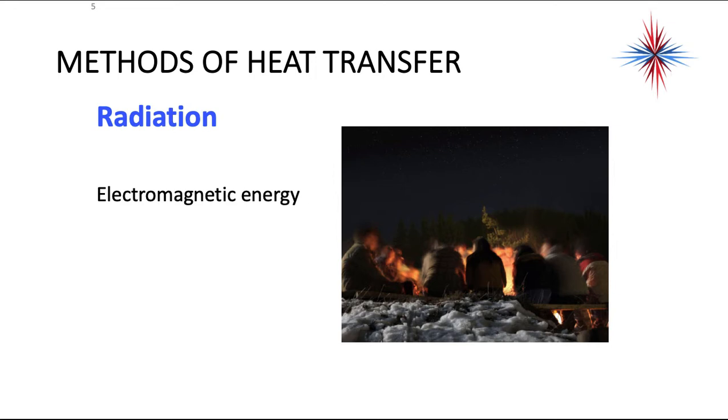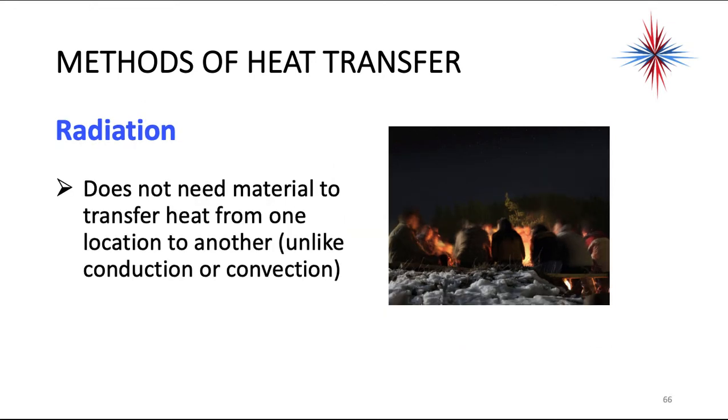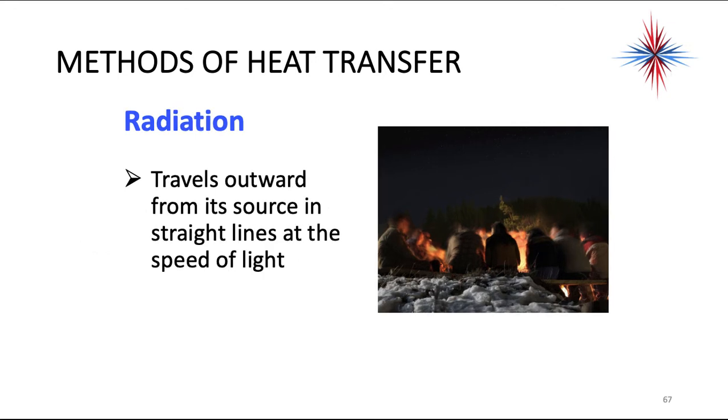Types of electromagnetic waves include electric currents, heat, radio waves, microwaves, infrared radiation, visible light, ultraviolet radiation, X-rays, gamma rays, and cosmic rays. Radiation does not need material to transfer heat from one location to another. This is unlike conduction or convection. We don't have to have anything to help it flow. Radiation goes on its own.